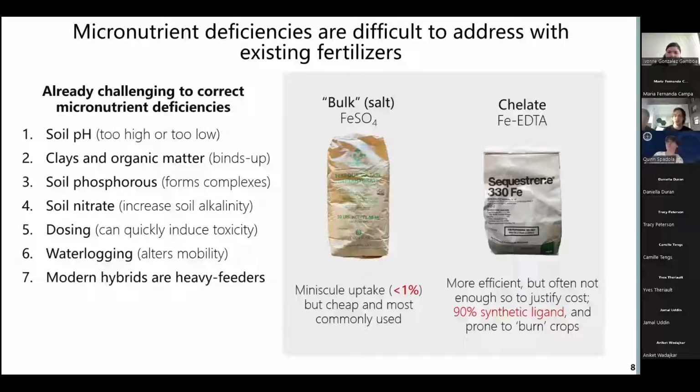There's a newer class of fertilizers called chelates. They're more efficient fertilizers, but they're way more expensive, and they often have drawbacks as well. So you have two imperfect solutions as it currently stands.